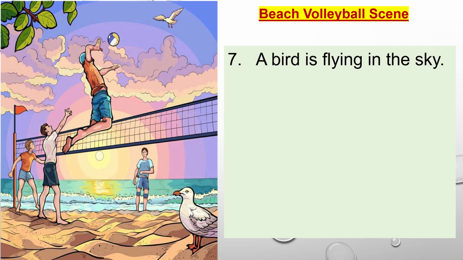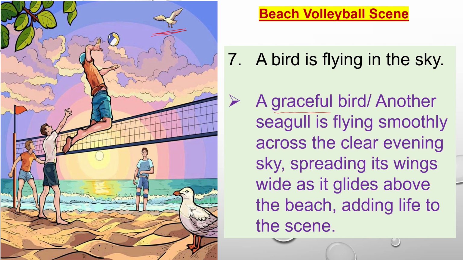Next sentence. A bird is flying in the sky. This is the bird that you can see. So convert this sentence by describing how it flies and where it goes. So a graceful bird, or we can write only another seagull, is flying smoothly across the clear evening sky, spreading its wings wide as it glides above the beach, adding life to the scene. Now, can you imagine how beautifully we can write or convert by adding the sensory details in the simple sentence?